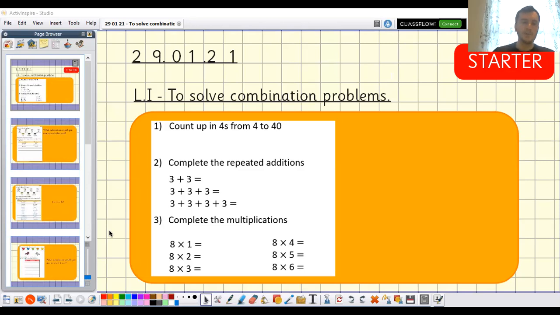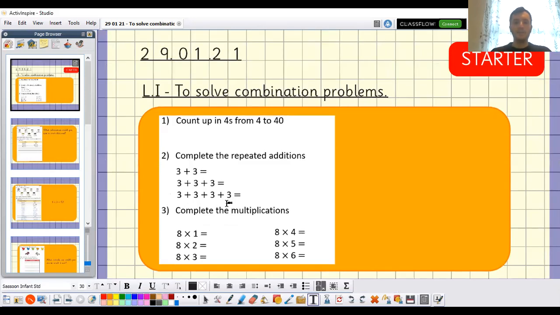To get us started though, first of all, I want you to practice counting up in 4s from 4 to 40. You can either write this down or you can say it aloud. Complete these repeated addition calculations. So what is the total for each one? And then complete those multiplications. As always, feel free to pause the video, work through those, and we'll come back together in just a moment's time.